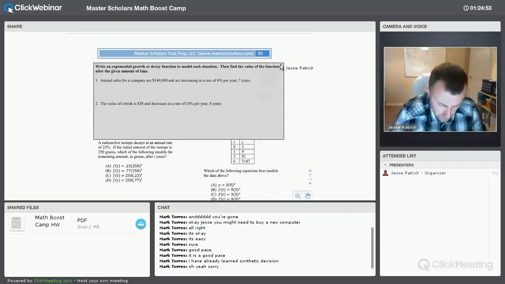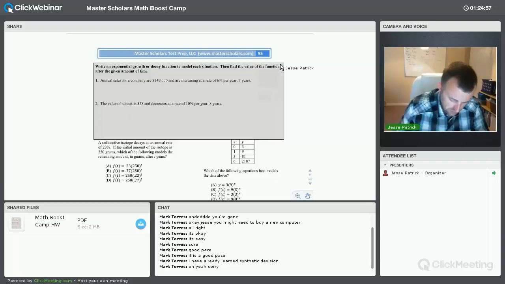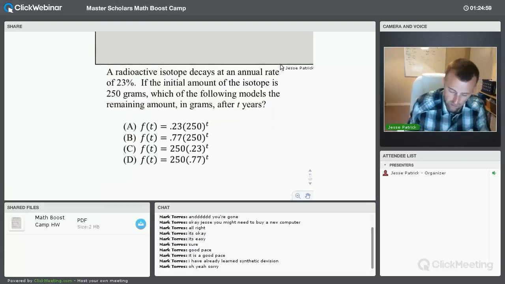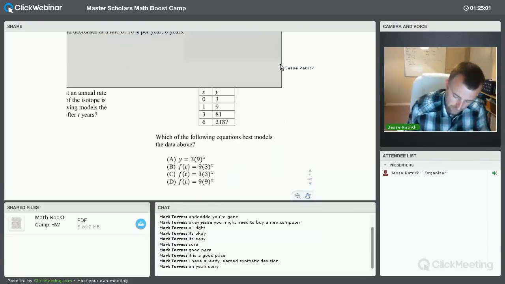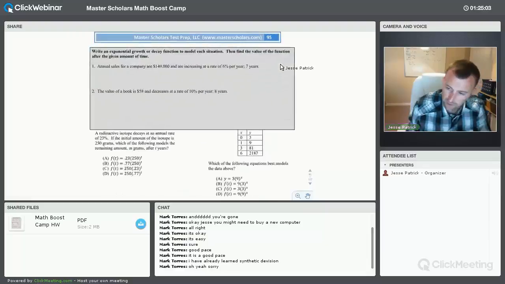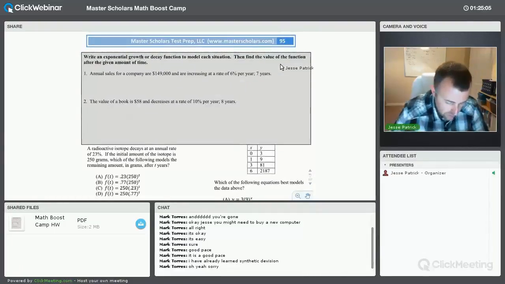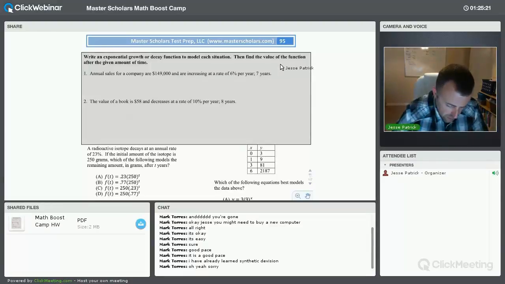And then the last ones, we'll wrap up here. This is, again, the other version you'll see on the SAT, and there's an SAT example down below. There's your word problem. There's your points. You'll see how these apply to the SAT. This one says, write an exponential growth or decay function to model each situation and find the value of the function after the given amount. So based on the information they give us, we need to plug those values in for A and B, and we're just going to evaluate it.